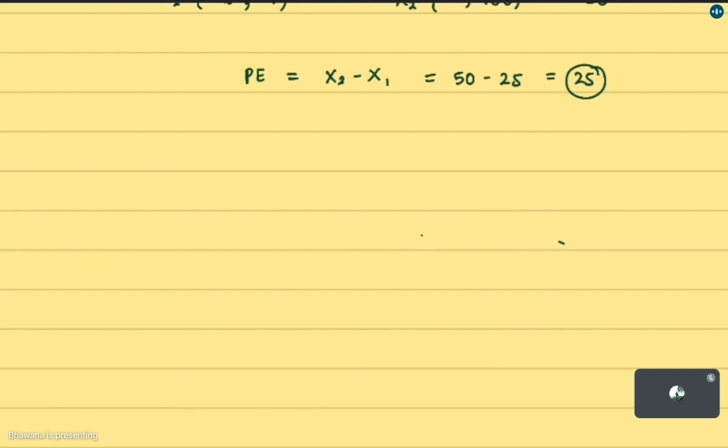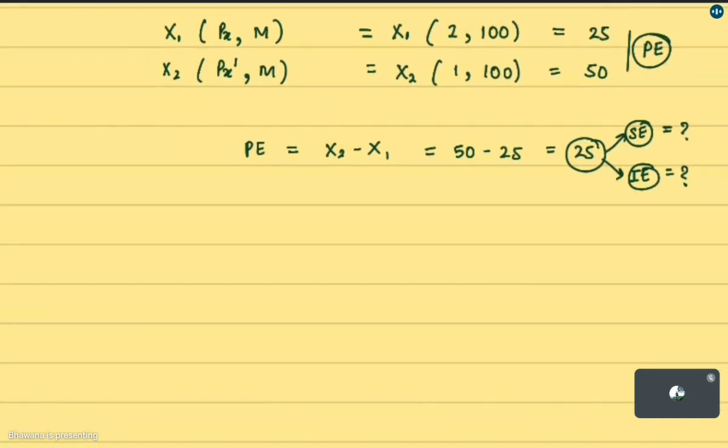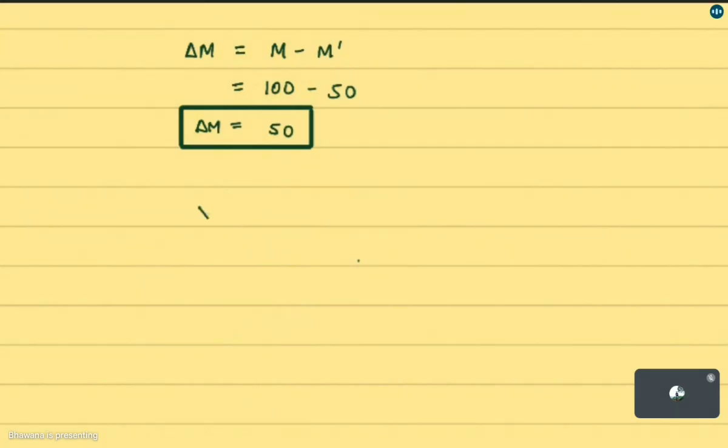Now we have to look for the substitution effect and the income effect. So we have to decompose this particular price effect into substitution effect and the income effect. Okay. So first we'll consider the substitution effect. In this case, we got this kind of demand functions: price of y half, price of x half, overall u. So your level of utility remains constant.